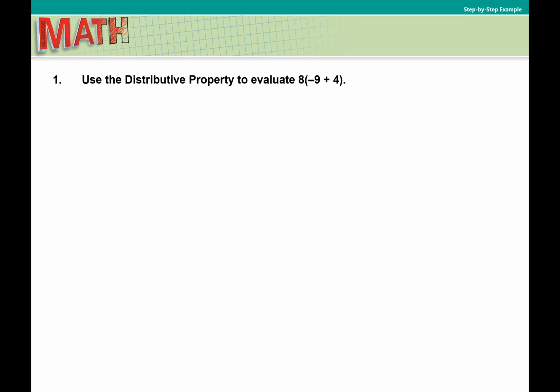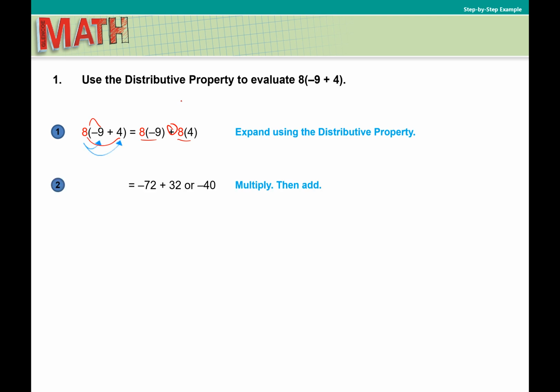Use the distributive property to evaluate 8 times the quantity negative 9 plus 4. So again, we're basically expanding this problem into 2 separate problems. Now that seems like it's not necessary, but you'll see here in just a minute why this is helpful. So you take 8 first of all times negative 9, and then you take 8 times 4, you add those two together, and you get an answer of negative 40.